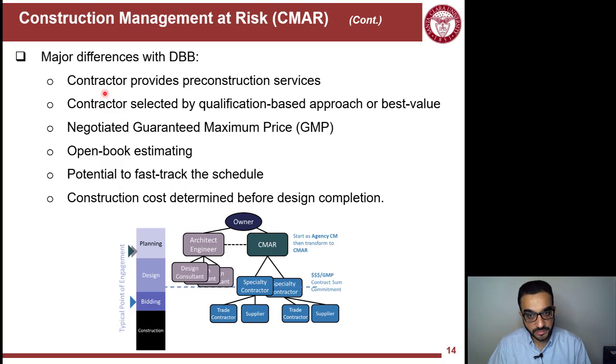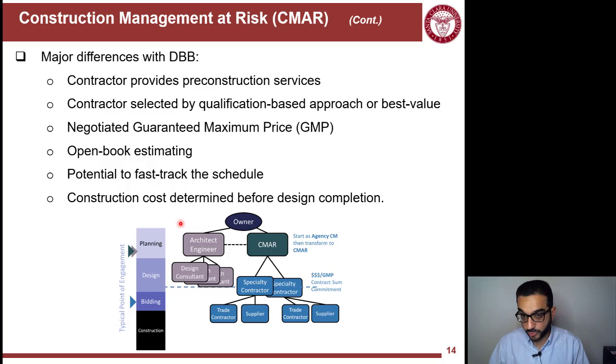earlier involved than the DBB. They're selected not by hard bids. They usually negotiate the price of the contract with the owner, so using the guaranteed maximum price. We'll learn more about that. And in return, they will have an open book. So whatever costs I have, I will report it to you.